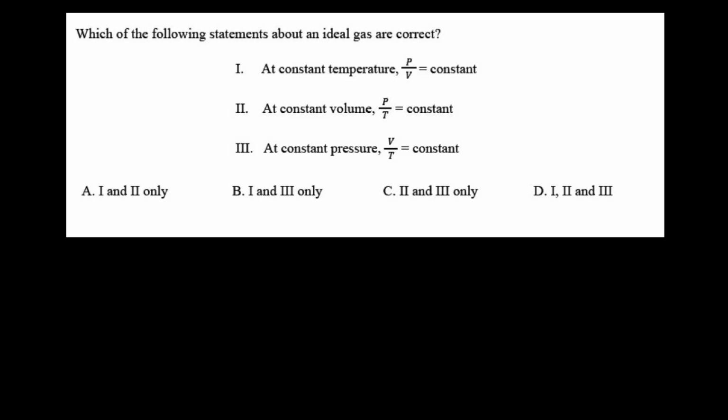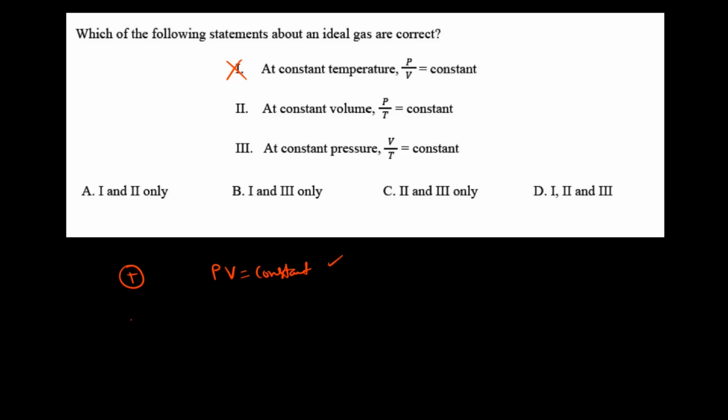Okay, so the question is, which of the following statements about ideal gas are correct? At constant temperature, when T is constant, what is the relation between pressure and volume? PV is constant at constant temperature. So first option is wrong, right? Because this is my Boyle's law.